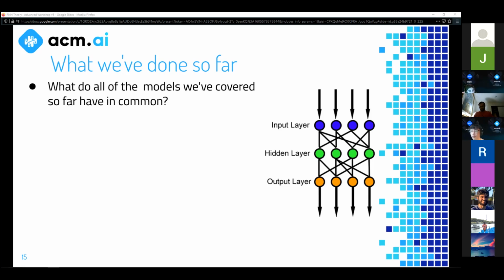So what do you think all of these networks have in common? Convolutional networks, vanilla neural networks, even logistic regression or linear regression. Throw out some ideas and I'll open up chat to see if I can see it. Or you can unmute, that's even better.